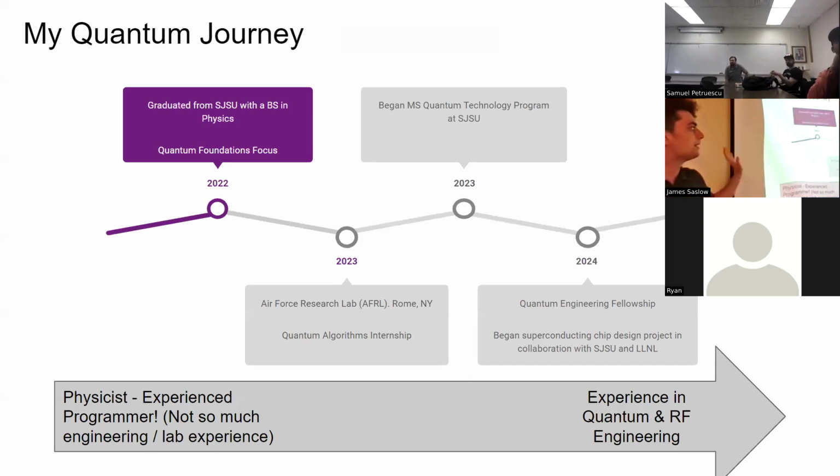This is my timeline of my quantum journey, becoming a quantum engineer, so to speak. In 2022, I graduated from San Jose State with a bachelor's in physics. I had a quantum foundations focus. That was the research I was working on heavily at the time. During that time, I would have considered myself a physicist because I had the degree. So I earned my stripes with that. I considered myself an experienced programmer. I was very versatile with Python, but not so much experience in engineering or lab experience. I did not have that.